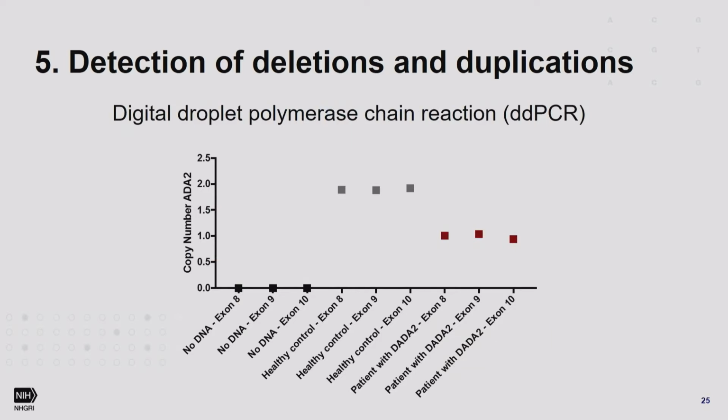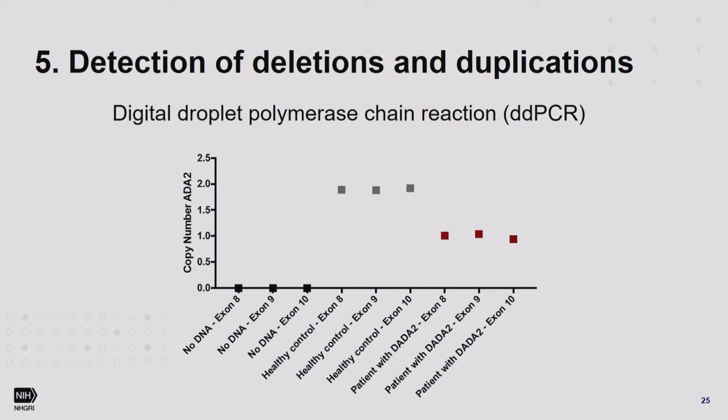And for a few weeks now, we use another assay, which also has a complicated name, digital droplet polymerase chain reaction, in short, ddPCR. This is an even more sensitive method, and it's also used to detect duplications and deletion mutations. Here I show you our latest result. The first 3 black squares are no DNA. So we didn't put any DNA in the tube. That means we don't get any copies, so 0 copy numbers for ADA2. Makes sense, because no DNA, no copy numbers.